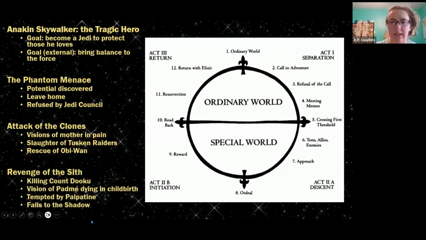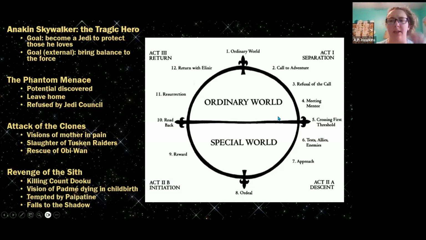But in his trilogy, where he is the main hero, he is a tragic hero because he does not succeed at his goal. He sets off on his journey when his potential is discovered. He leaves home and he fails at the first threshold. His first threshold is to be accepted as a Jedi trainee by the Jedi Council, and they say, no, we can't train you, because you're too old. And then, Qui-Gon says, well, I'm going to train him anyway. But he's already failed to cross this first threshold into his journey.